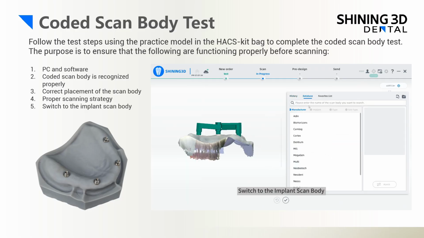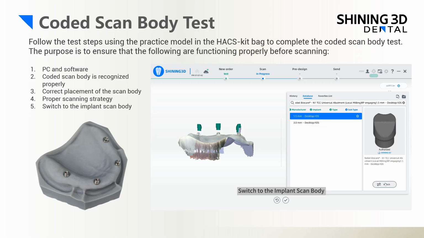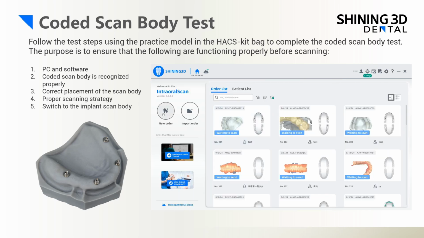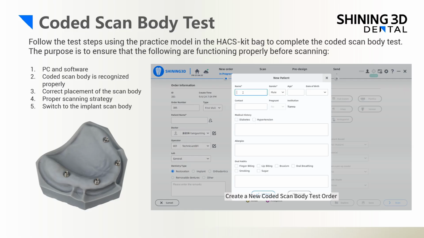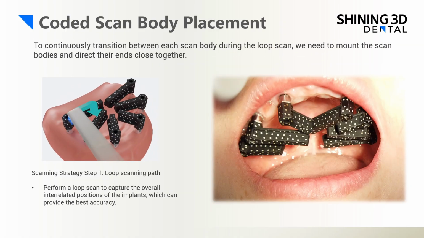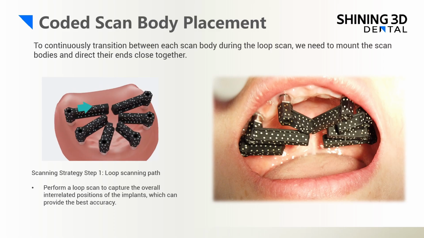It is also very important to know how to switch or transfer the high accuracy coded scan body data to the implant scan body that you are using for all sorts of brands. This is the complete test scan using the practice model for the Aoralscan Elite for full mouth, full arch fixed implantation cases. As we just mentioned, it is also very important to capture the implant position in a correct path to ensure the optimal accuracy for the high accuracy coded scan body here.